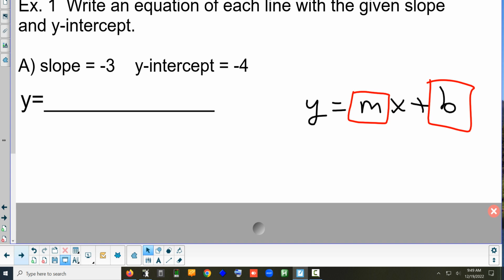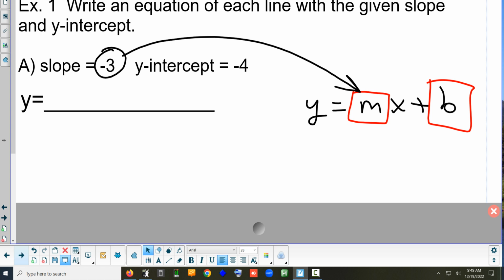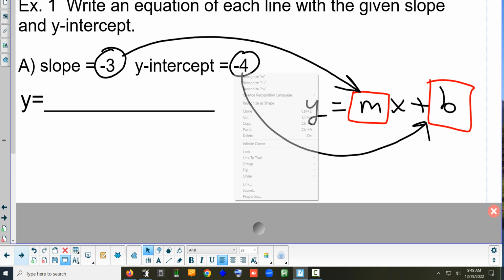All right, let's start with the -3. What letter does the -3 get filled in for? Yeah, M. So we're going to replace that with M. And how about the -4? What letter does the -4 get filled in for? Yep, that gets filled in for B. So in this problem, it's not going to be plus B at the end. It is going to end up being minus B. Why is it minus? Because B was a minus.